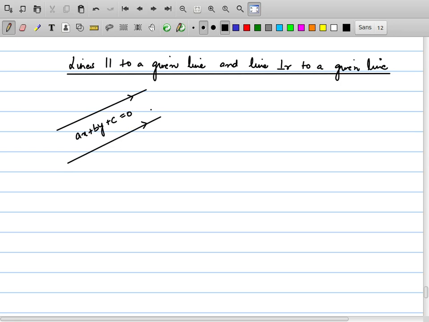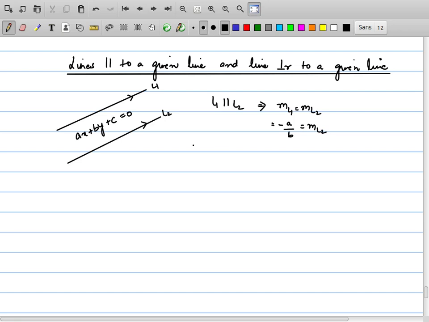Now, if these two lines, let's say this is L1, this is L2, are parallel, then what would be the case? The slope of line L1 should be equal to the slope of line L2. So one method is you equate the slopes of these two lines: you find the slope of L1 and that would be the slope of L2 as well. So what is the slope of L1? Minus coefficient of x upon coefficient of y.